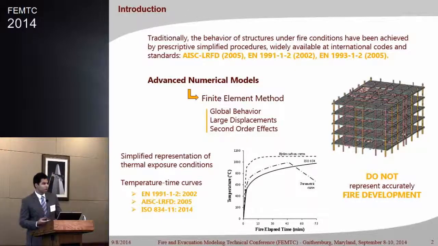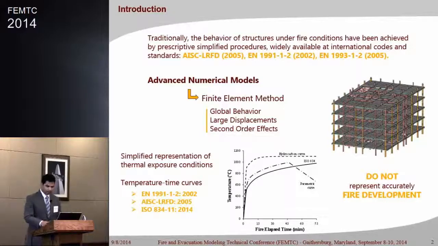Nowadays, advanced numerical models based on the finite element method can provide global behavior of structures, including large displacements and second-order effects like catenary or membrane action. However, the application of these models to fire conditions is generally related to simplified representations of the thermal exposure conditions, generally temperature-time curves like those presented in Eurocode or AISC, the ISO 834 or hydrocarbon curves, or parametric curves. And we need to establish that those curves do not represent accurately the fire development or the temperature distribution inside a compartment.